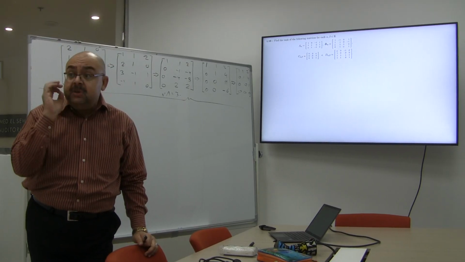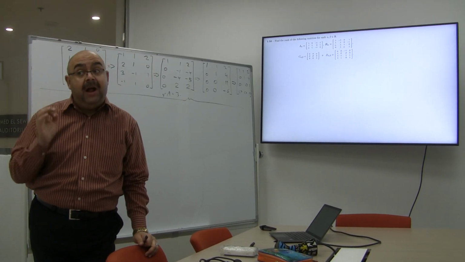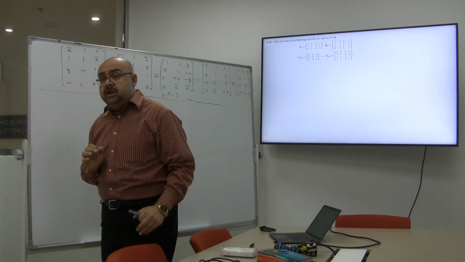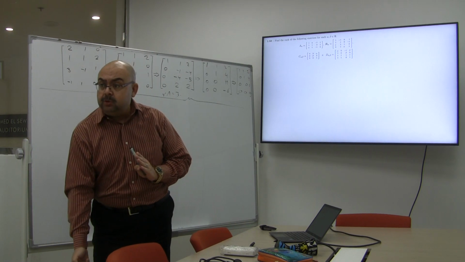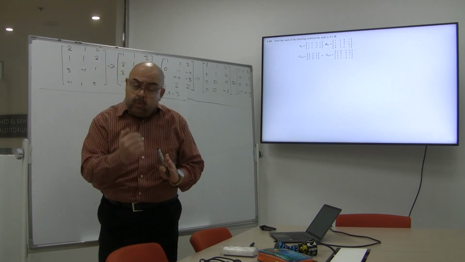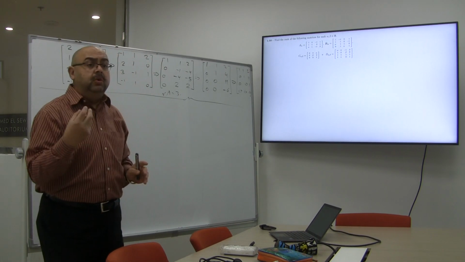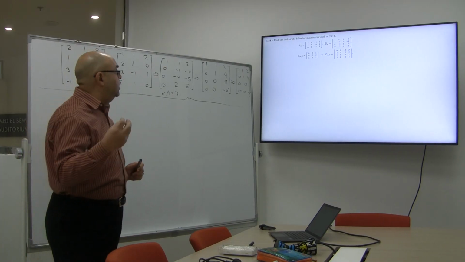Okay, same steps exactly. So our algorithm: the first number in the first row, try to make it positive one. Then the coming numbers should equal zeros. Then one by one for each row. And you will find the condition coming to you easily.